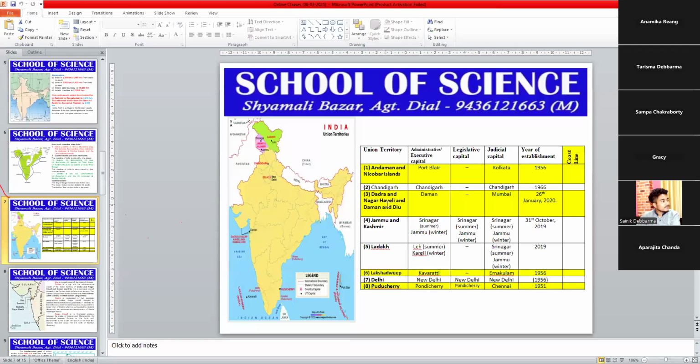The judicial capital of Dadra and Nagar Haveli and Daman and Diu is Mumbai. And for Lakshadweep, the administrative or executive capital is Kavaratti, and the judicial capital of Lakshadweep is Ernakulam. Remember them. And Puducherry, the judicial capital is Chennai. Okay.